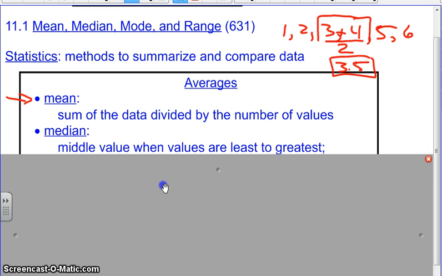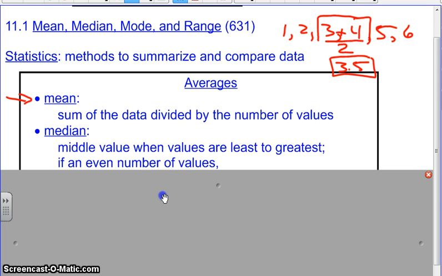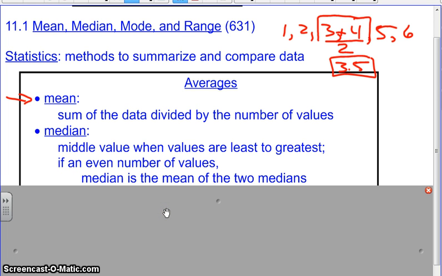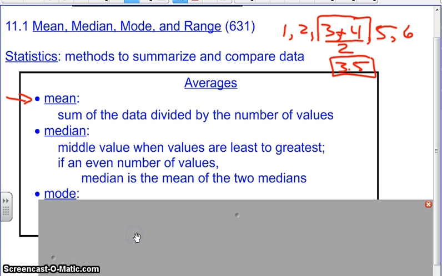Okay, so this definition says middle value when the values are least to greatest, and if you have an even number of values, then the median is the mean of those two in the middle. Add them, divide by 2, and you'll have it. Our final average is called the mode. I love this word mode. It reminds me of having pie a la mode.